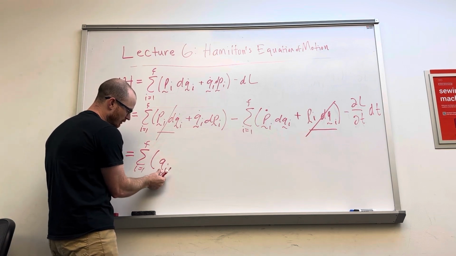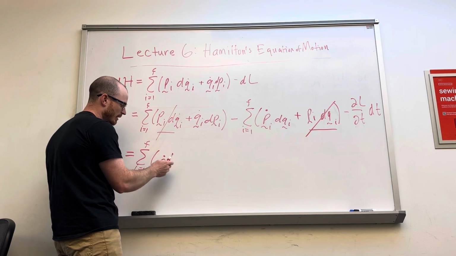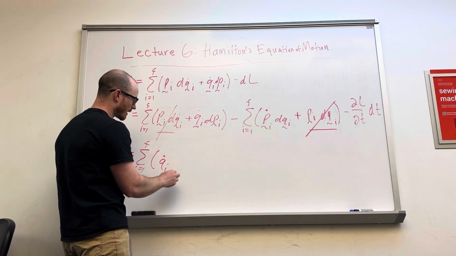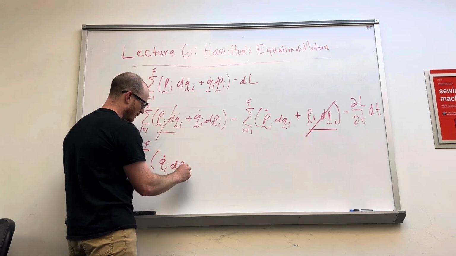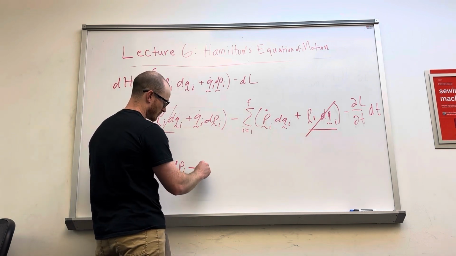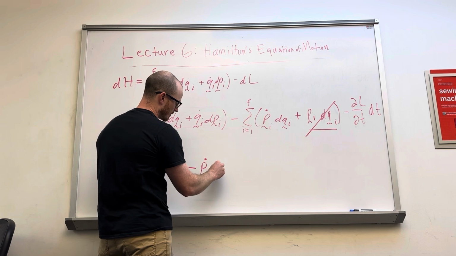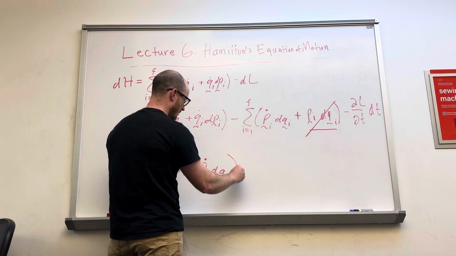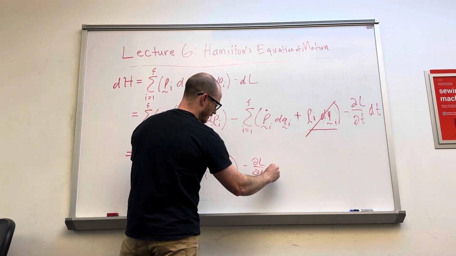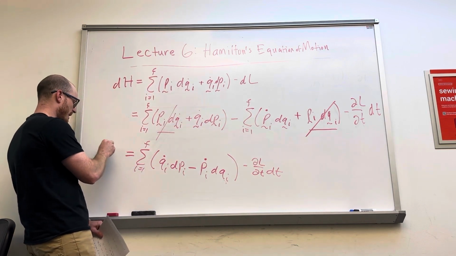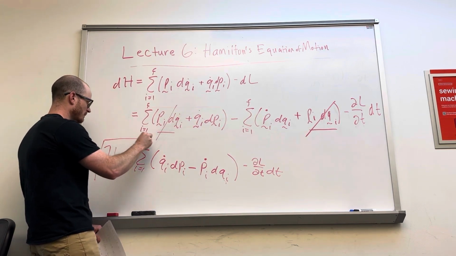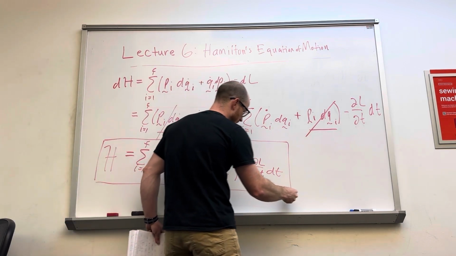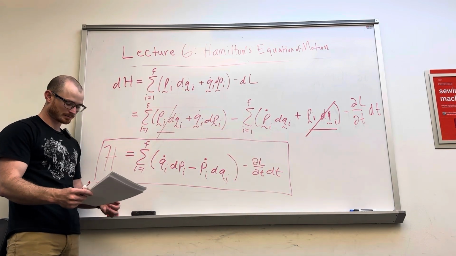q_i. And I'm going to drop this vector notation because we're going to say these are generalized coordinates, right? So just in general, q_i dot dp_i minus p_i dot dq_i. Oh, I just said I was going to drop that. Minus partial L partial t dt. Okay, this seems pedantic. But all we're doing is rewriting dH in terms of some new variables. And we're going to see why this is important in a second.